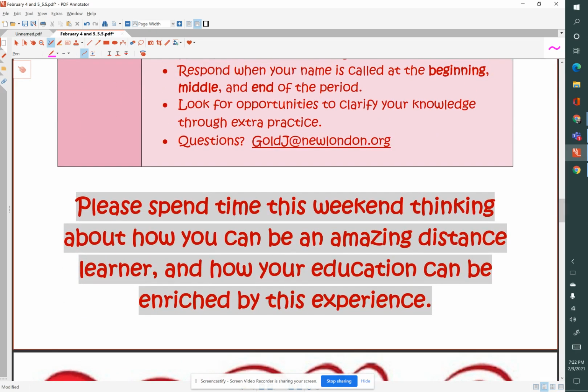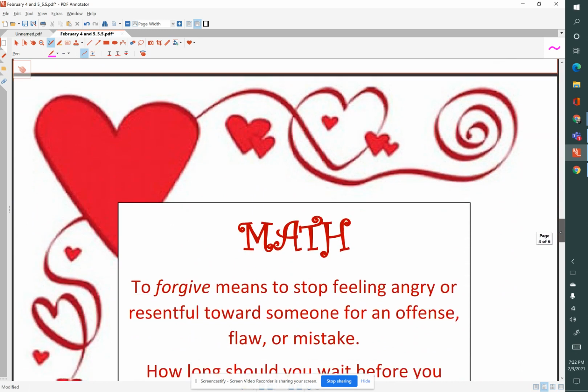And also, we want to remind you, spend time this weekend thinking about how you can be an amazing distance learner and how your education can be enriched by this experience. This isn't a throwaway year, students. You have this opportunity, especially in algebra, to actually learn more than ever. We're learning it a little differently, but it can be a very individualized experience for you. And without the distractions that we sometimes have in school, you can really ace algebra and get very proficient.